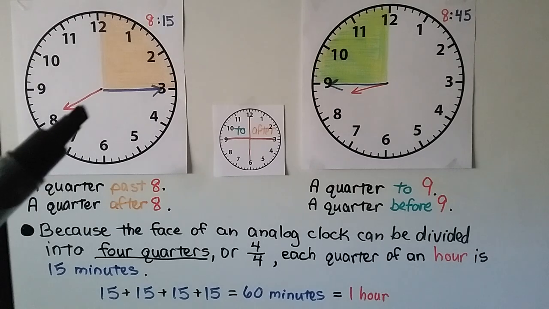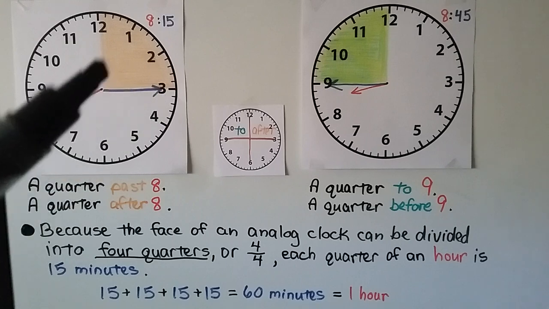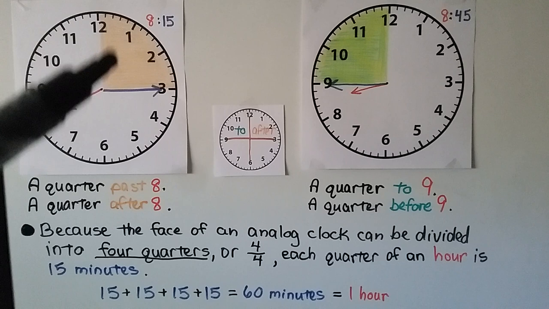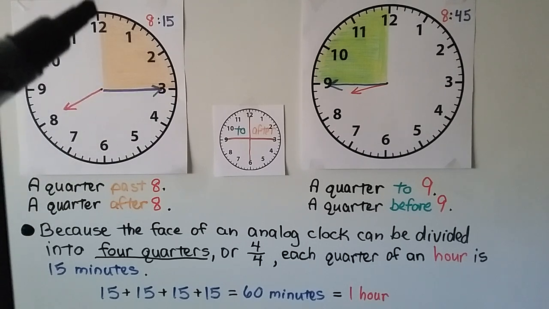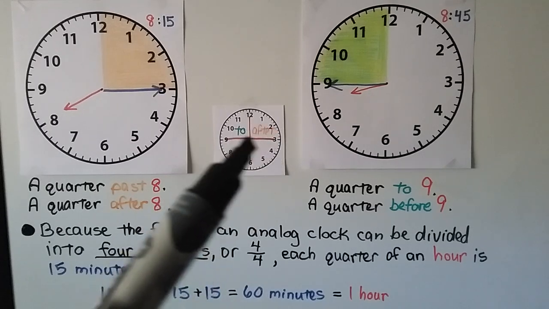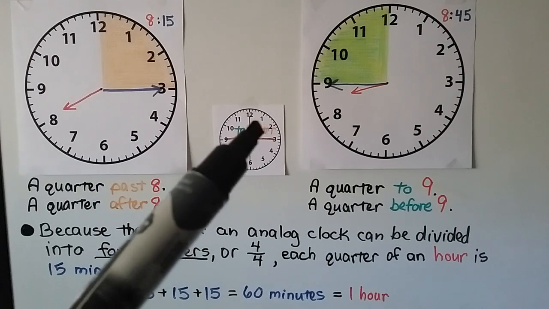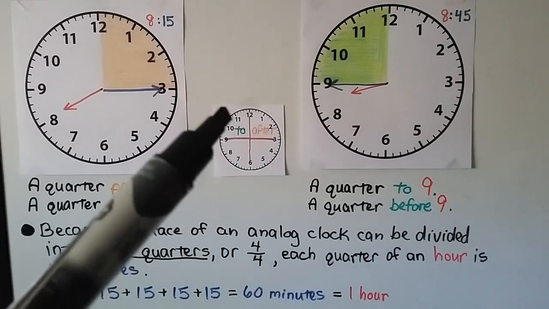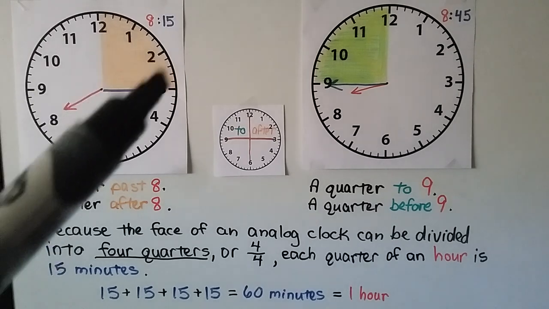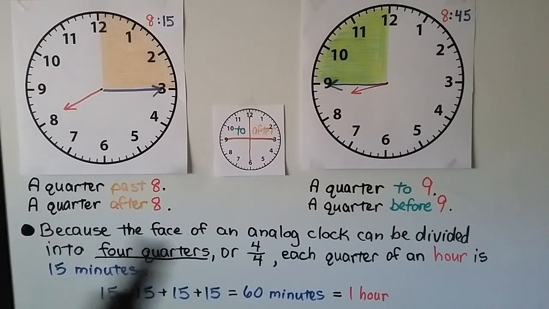Take a look at this clock. It's 8:15, 5, 10, 15. And look, this quarter of the hour right here is made up from the 12 and the minute hand. See that? That would be after or past. This would be to or before. And this little quarter would be after. This little quarter up here would be to. So we can say this is a quarter past 8, because that's one quarter of the hour. We could say it's a quarter after 8.